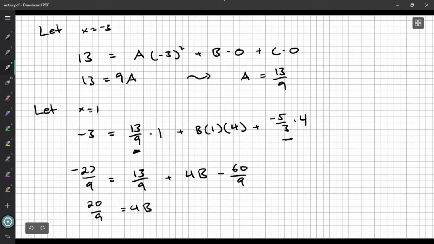Okay, just go at your own pace. You don't have to do it as quickly as I do. You also might do it faster than I do. But it's always a good idea anytime you're doing this to show your work. That way it's easier to check that you've done things right and to find errors if you make them later on. Dividing by 4, we see that B is 5/9. Okay, because 20 over 4 is 5.